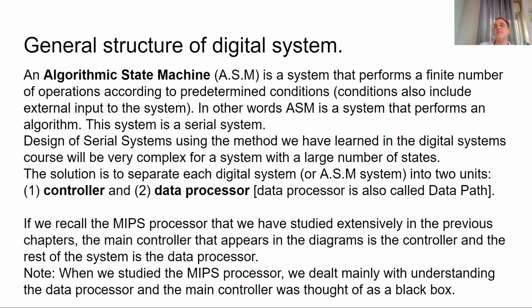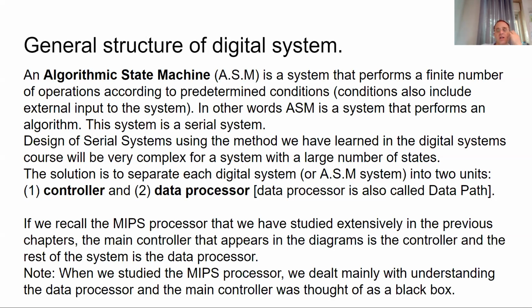It means that when I'm in state 1 and I get that symbol, then I do this. But if I get that same symbol and I'm in state 2, then I might do something completely different. So that means I have to keep track of my own state. This is eventually going to be how the controller works. In other words, an ASM is a system that performs an algorithm. The system is a serial system, right? In other words, a pulse comes in, a pulse comes in, a pulse comes in, then I decide what to do.